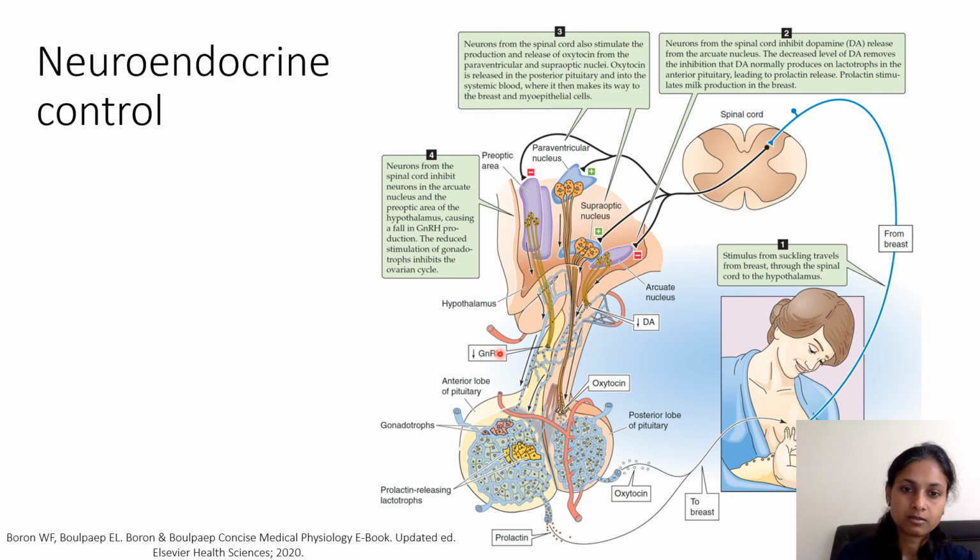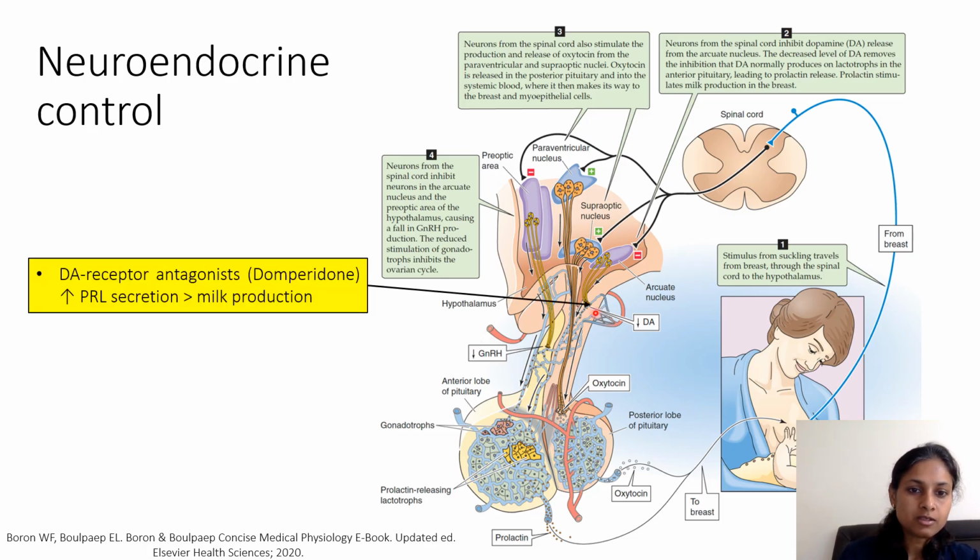So there are three actions. One is release of prolactin, which helps in production of breast milk. Next, there is release of oxytocin, which helps in the release of breast milk. And third, there is a decrease in the gonadotrophic releasing hormone, which helps to inhibit the ovarian cycle. So there are three actions.